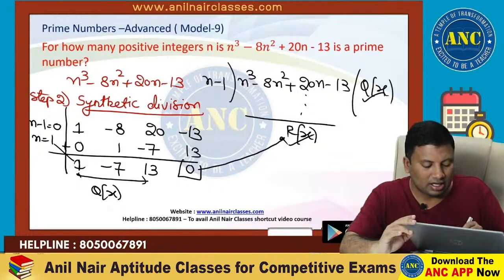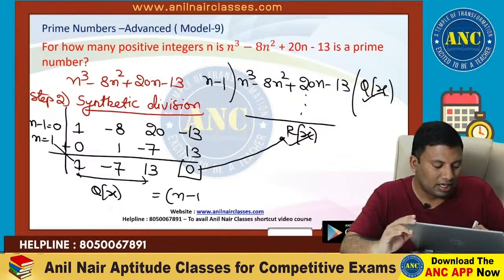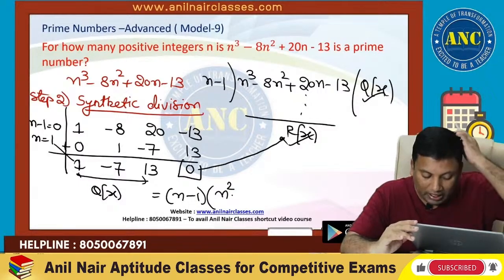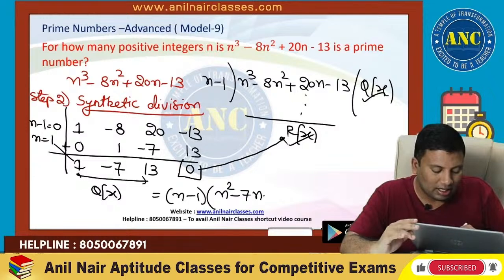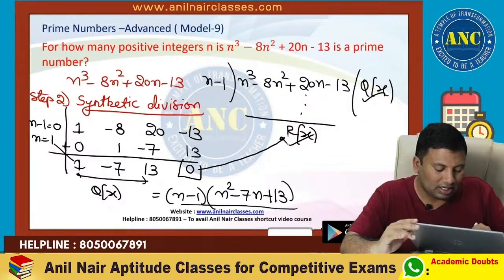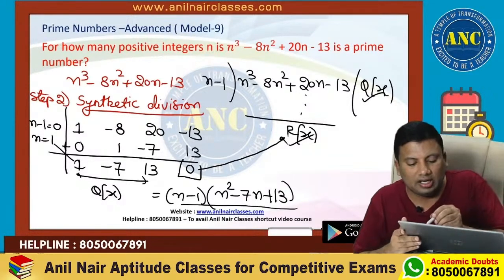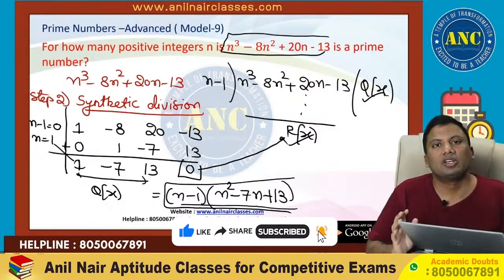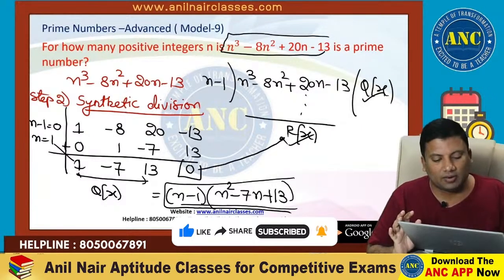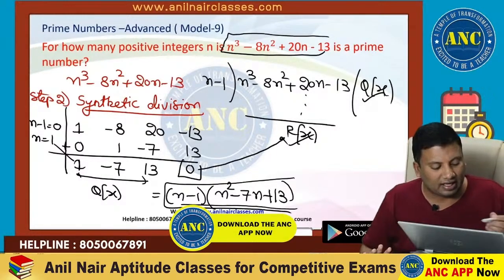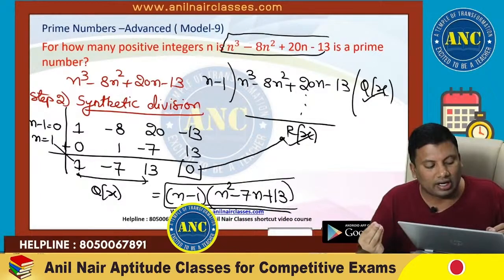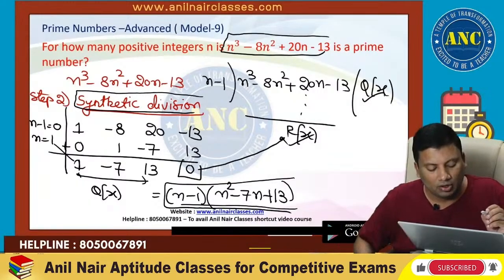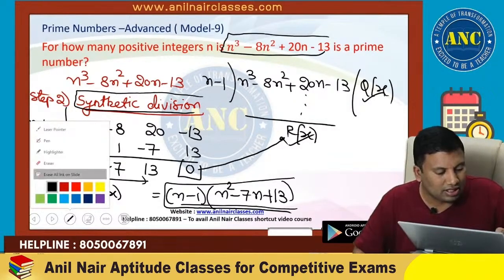That means this entire expression is n minus 1 times a quadratic: cubic divided by linear leaves a quadratic, n square minus 7n plus 13. I hope it is clear how the cubic is converted into linear into quadratic. The sum of the coefficients in p of x is 0, so n minus 1 is a factor. Synthetic division helps us in determining the quotient as well as the remainder. Now see here.